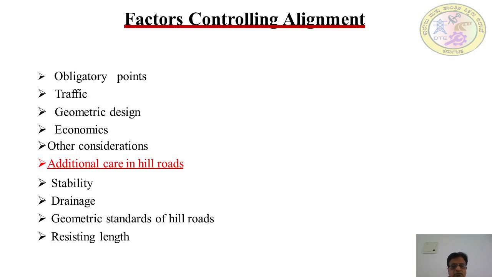Not only in the plain area, we need to take care of some additional features in case of hilly areas. So what are all the additional features? There will be a problem of stability, drainage problem, geometric standards of hill roads, and also the resisting length. These are the special cases, right? So special criteria in case of hilly areas. So let's see one by one what are all these: obligatory points, traffic, geometric design, economics, and other considerations.